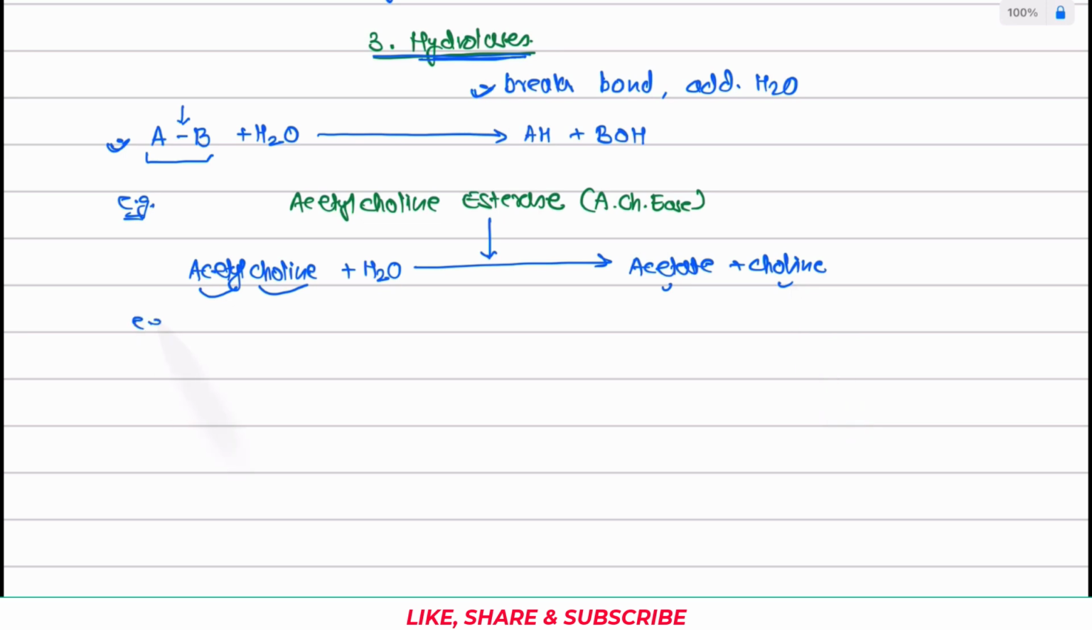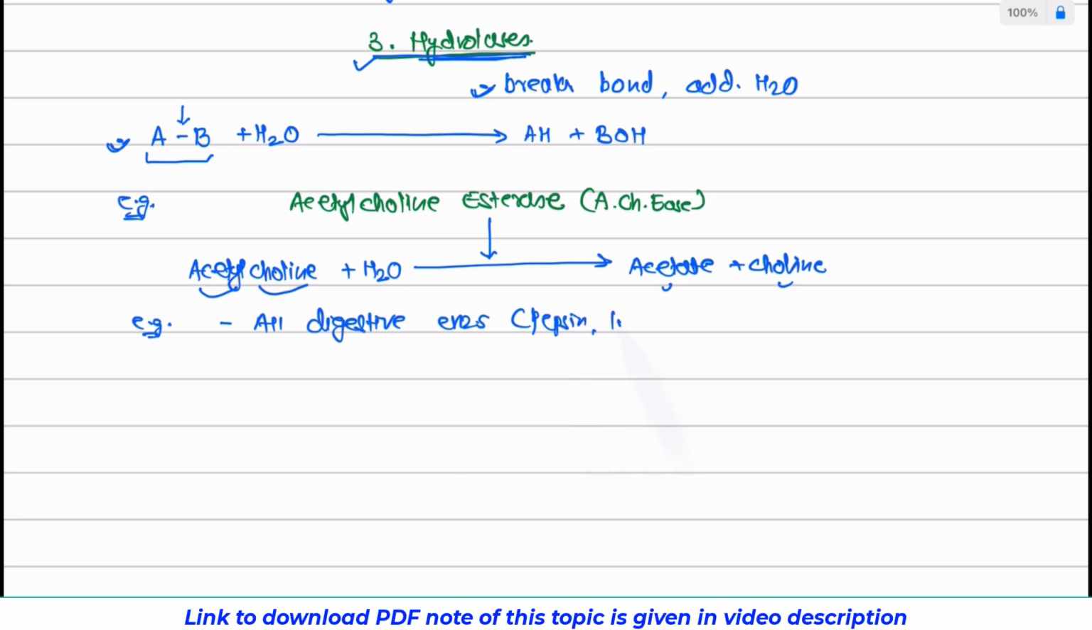Other examples are all digestive enzymes. All our digestive enzymes are of this hydrolases class. For example, we have pepsin, we have lipase, like that. Another example is urease. It is also a hydrolases class of enzyme. Now let us look at class 4 of enzyme, that is lyases.